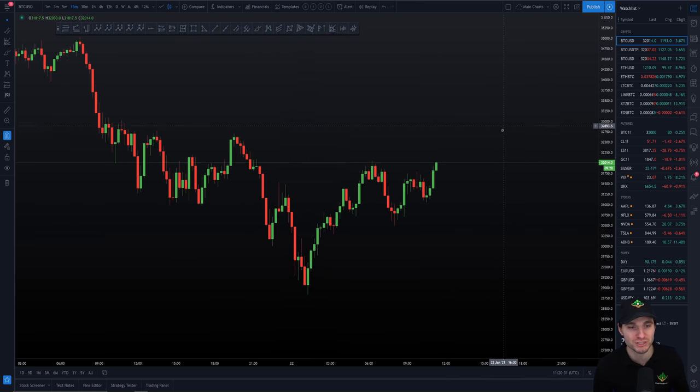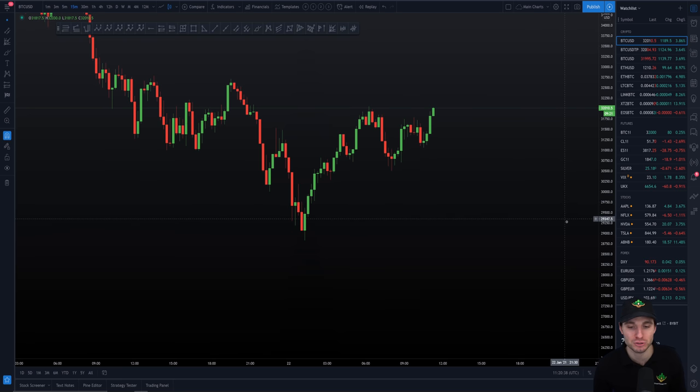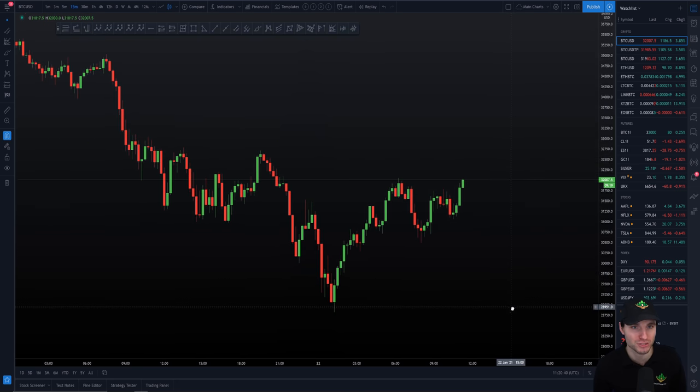If we are unable to change the market structure and unable to claim that resistance, I think we can be looking down to test the speed fan once more. If we lose that, I'd say down towards $26,000 to $24,000.